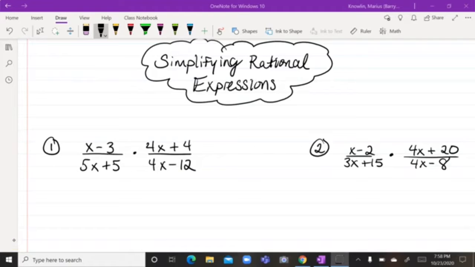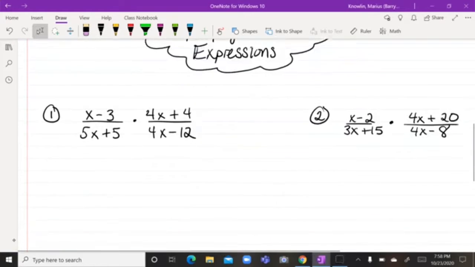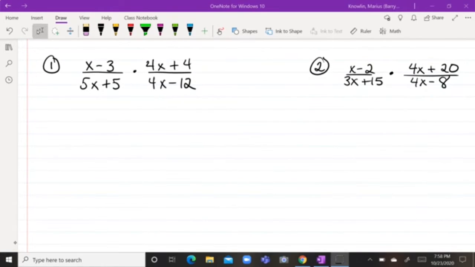Alright, so we're going to go over a little quick lesson on simplifying rational expressions. Let's take a look at number 1. To really simplify rational expressions, the main skill you want to remember to have and do is factor. So the ability to make sure you get your factors right.